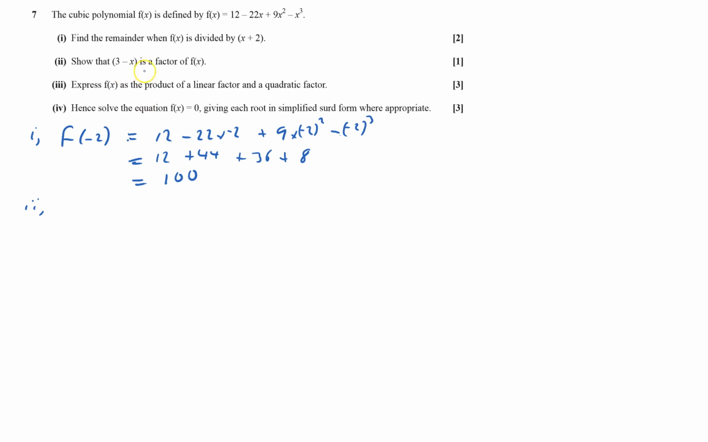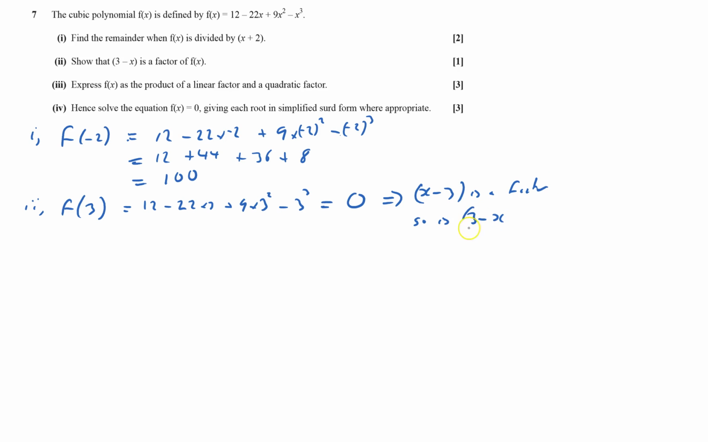Part 2, show that 3 minus x is a factor. Again, what I've got to do is find out the value of this, which makes it 0. So I've got to put in x as 3. So f of 3 equals 12 minus 22 times 3 plus 9 times 3 squared minus 3 cubed, and that equals 0. And therefore x minus 3 is a factor. And if that is, I suppose, then so is 3 minus x. It'll just be negative as well.